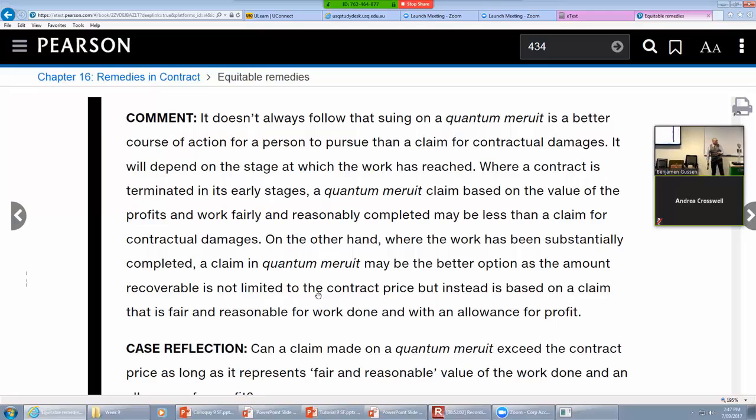So my point from this case is simple. If you get something like this on the exam, I expect you to look at both. Not just quantum meruit, not just damages. Try to see which one of those might actually give you more from the court. Okay.